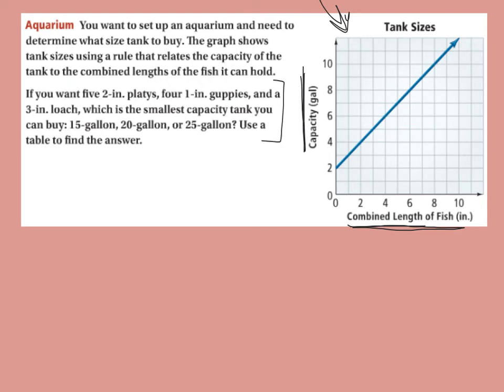So I'm going to write up an equation for this. First it says 5 2 inches. So I'm going to have 5 times 2. And then it says 4 1 inches. So I'm going to add that because it says combined in my graph. So I have to combine them all together. And the third one says and a 3-inch loach. I don't know what kind of fish that is, but it's there. So now I'm going to solve this. 10 plus 4 plus 3. If I add those all together, I would get 17 inches.